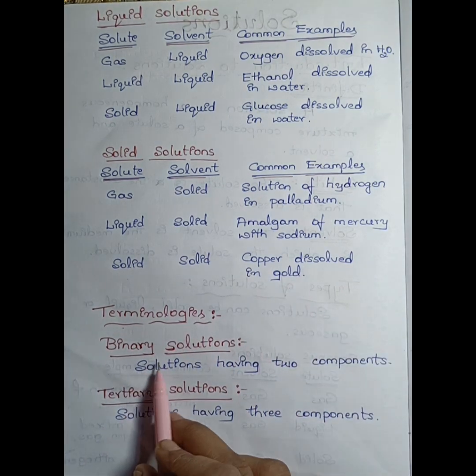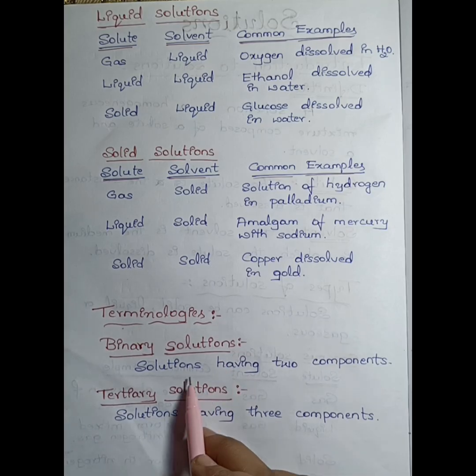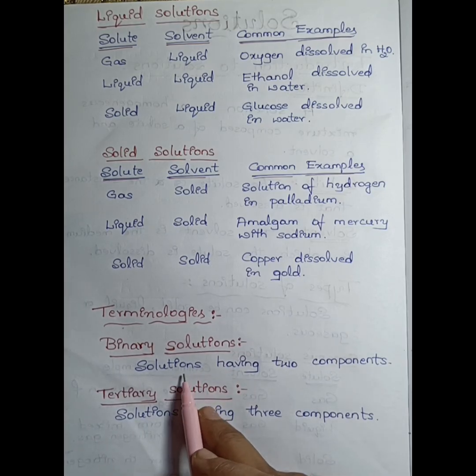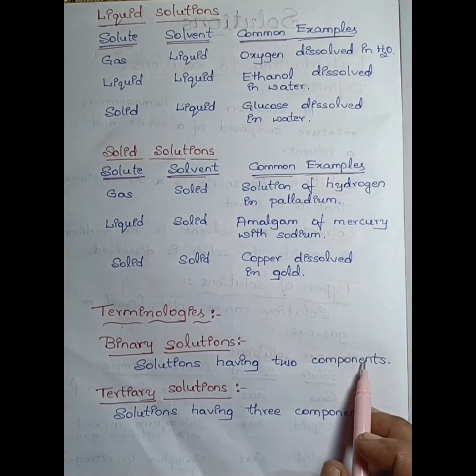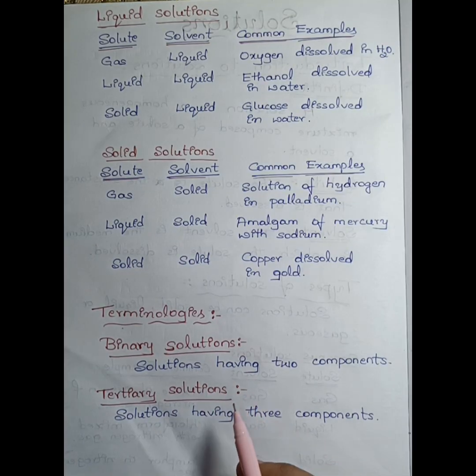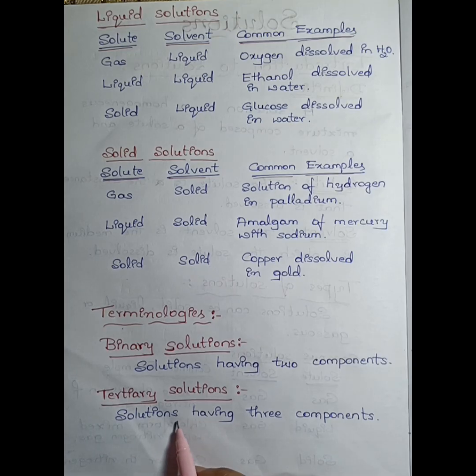So first one is binary solutions. What are binary solutions? Binary solution means solutions having two components. If a solution has only two components, then they are called binary solutions. And the next terminology is tertiary solutions. If a solution has three components, then they are called tertiary solutions.